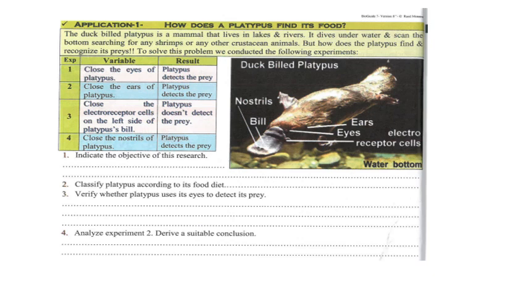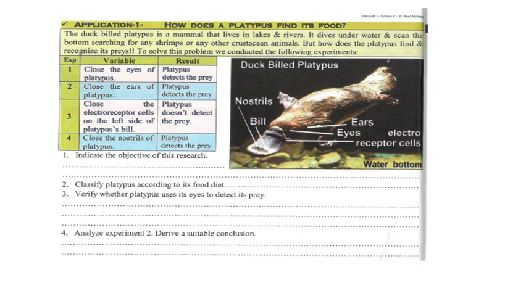The first one, close the eyes of the platypus. This is the variable. The result is the platypus detects the prey. Experiment 2, close the ears of the platypus. The platypus detects the prey. 3. Close the electroreceptor cells on the left side of the platypus bill. The result is that the platypus doesn't detect the prey. Experiment 4. Close the nostrils of the platypus. The platypus detects the prey.